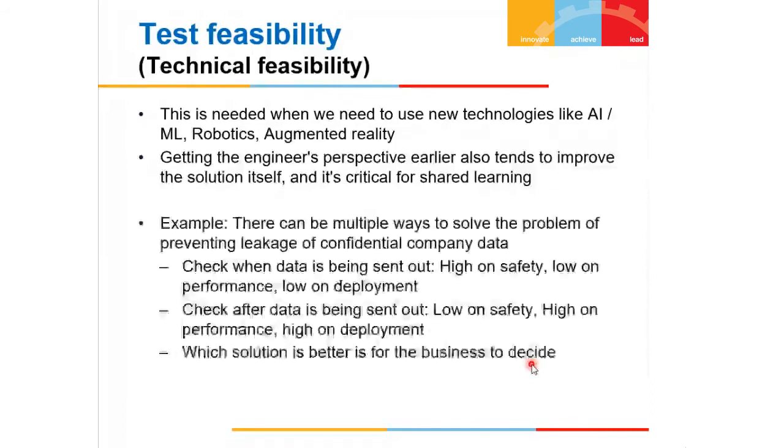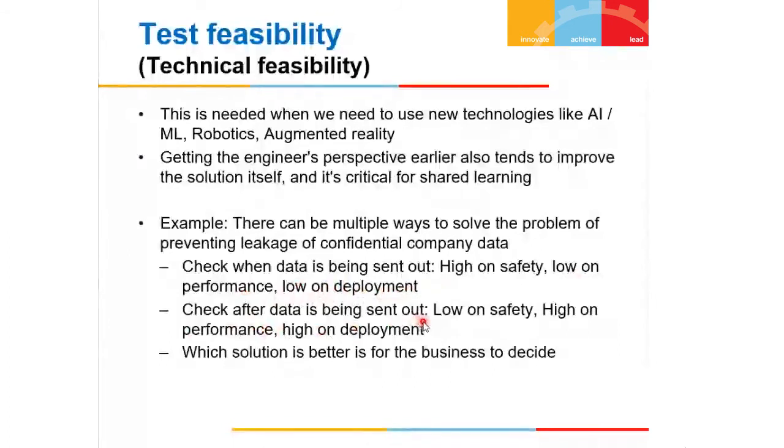And some examples: there can be multiple ways to solve a problem of preventing leakage of confidential company data. For example, we can check when the data is being sent out, before it goes out of the company's infrastructure. If you do that, then it is high on safety, but it's low on performance because every data that is being sent will have to be checked. And it can be low on deployment because every PC, every laptop will have to be loaded with some kind of a monitoring software. The second option could be to check after data is sent out.